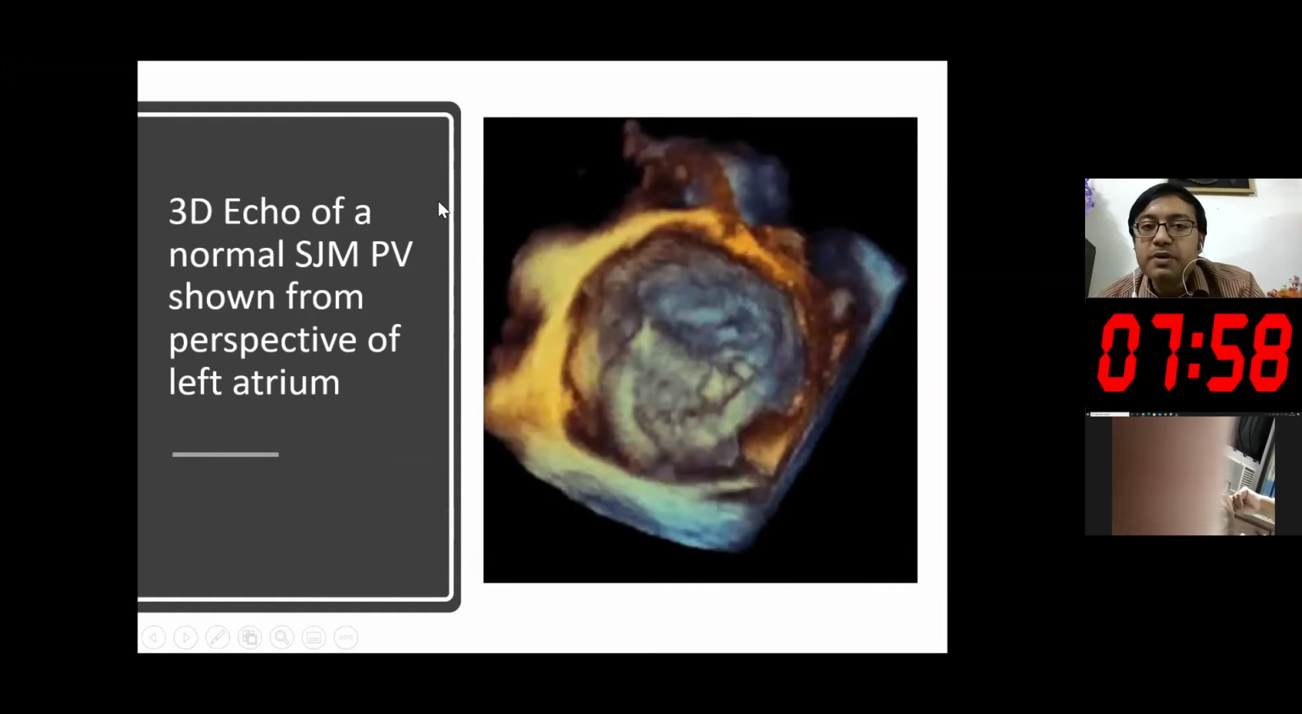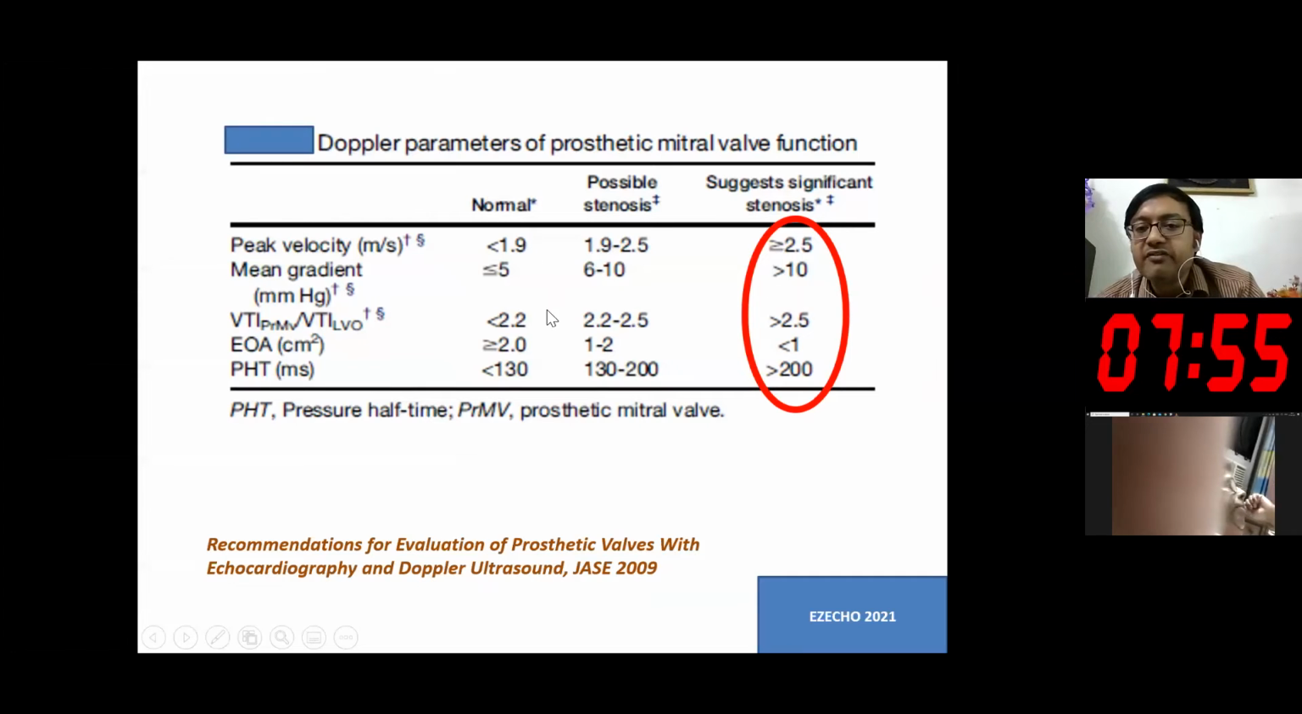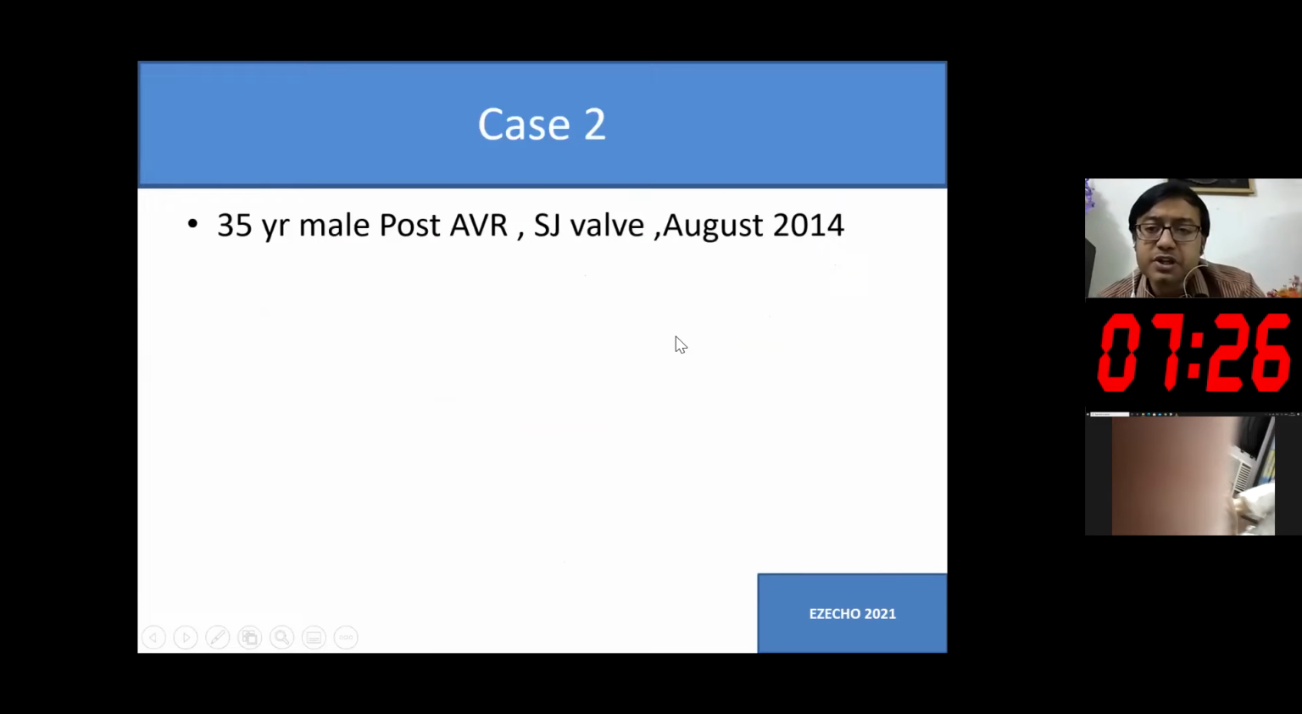Now, these are the Doppler parameters while assessing prosthetic mitral valve function. I'm not going into details of this because we all know it is available in all the standard textbooks. We should look particularly for severity of the stenosis. Mean gradient is an important parameter. If it is more than 10 in any prosthetic mitral valve, we should think about mitral valve thrombosis, and immediate clinical assessment or clinical intervention should be done. Also, assessment of pressure half time, which if more than 200, or peak velocity if it is more than 2.5 in a prosthetic mitral valve, should raise the suspicion of mitral valve prosthesis obstruction.